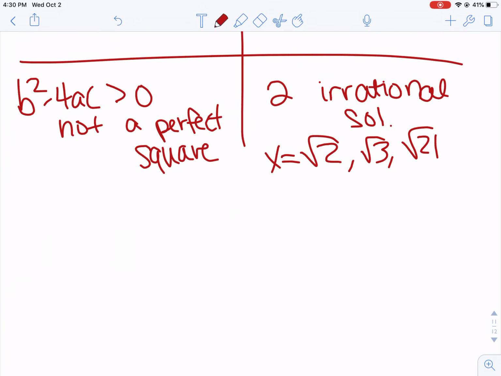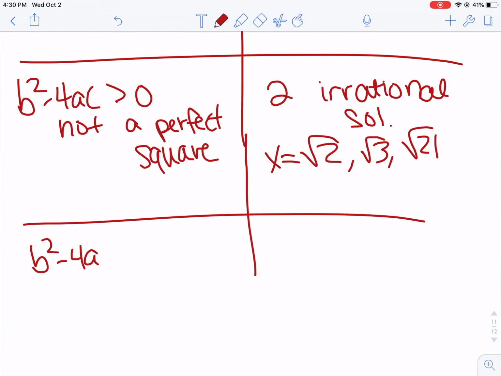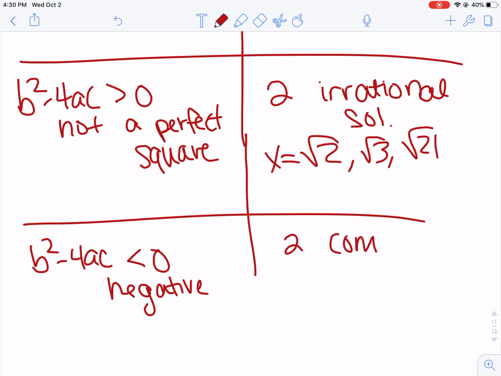And our last option, if we were comparing it to 0, then if b squared minus 4ac is less than 0, so it's negative, like we did on that other one, you're going to have 2 complex solutions, which means they're going to have imaginaries in them.